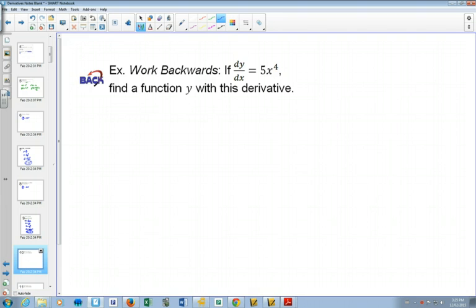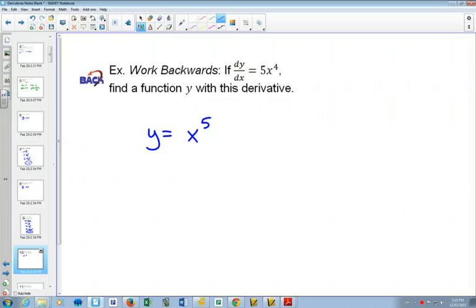Now, can you think backwards? If I tell you what the derivative was, can you think what the original one was? So the derivative is 5x to the 4. Any suggestions of what? X to the 5. Question, does that work?